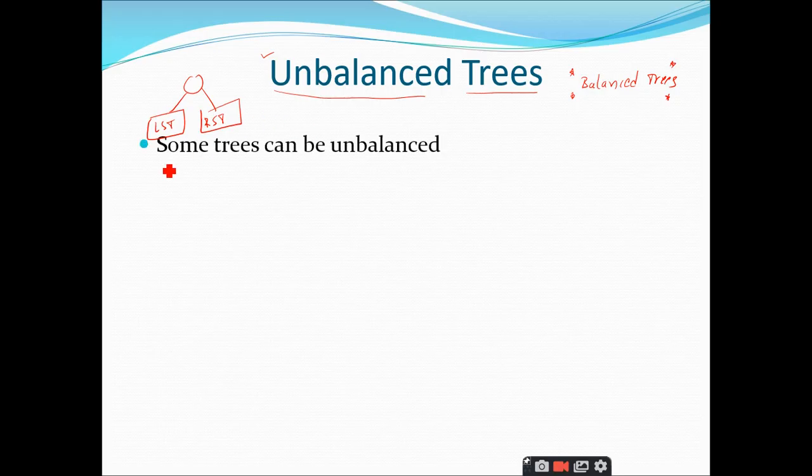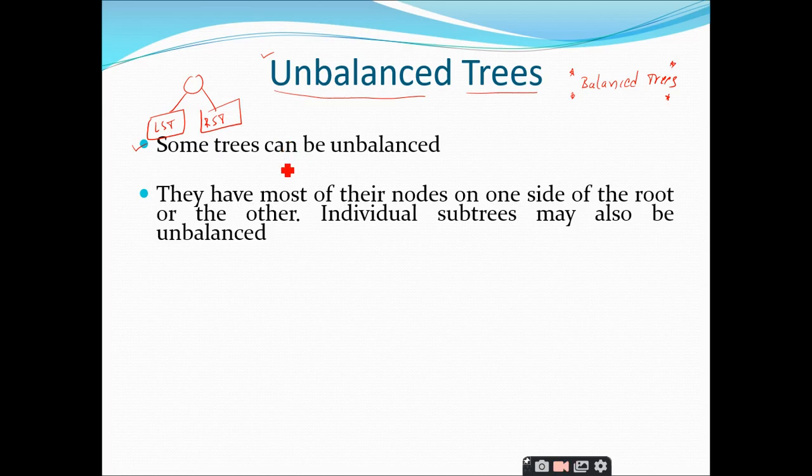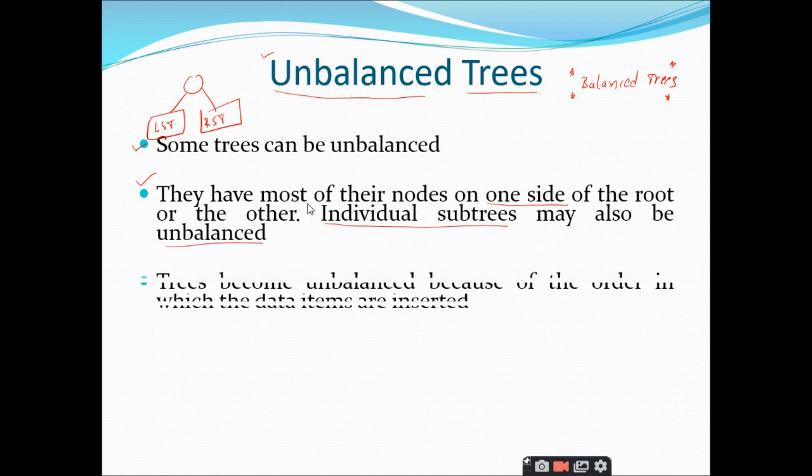So some trees can be unbalanced. That means the number of nodes in the left subtree does not match the number of nodes in the right subtree. They have most of their nodes on one side of the root or the other. Individual subtrees may also be unbalanced. That is what we have discussed. And trees become unbalanced because of the order in which the data items are inserted. How are we going to insert?